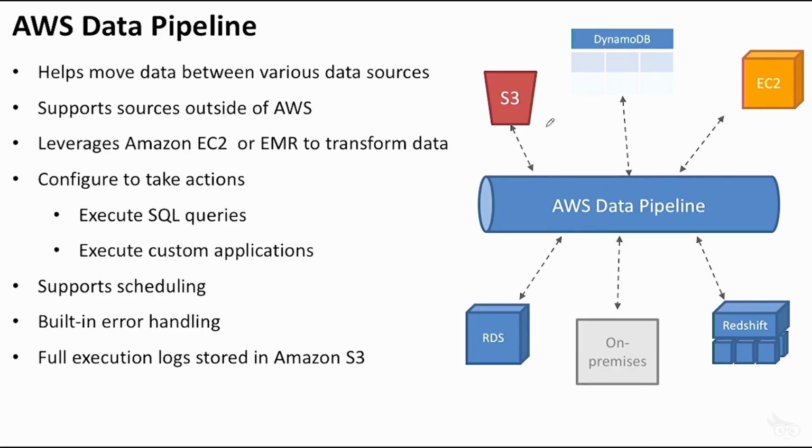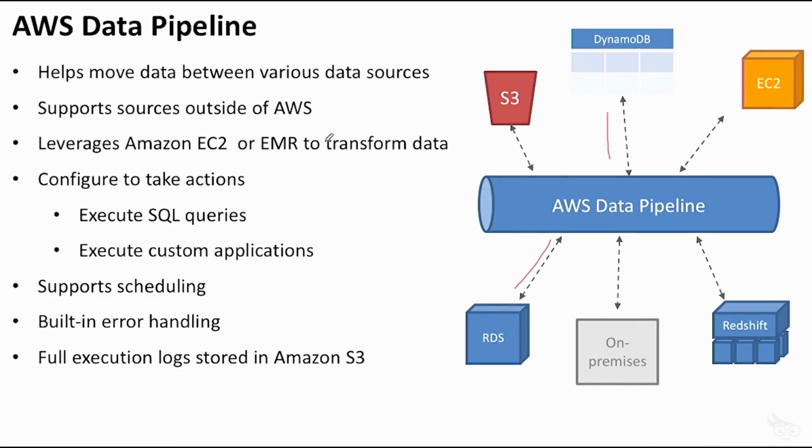Perhaps we have data in S3 that we want to get into Redshift, or we have data in DynamoDB that we want to copy into RDS, but they're different data types. They're stored in different ways, so we need to transform that data from one data type to another data type, and Data Pipeline can do that as well.